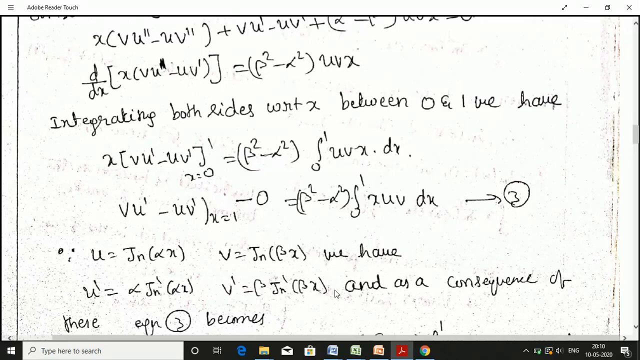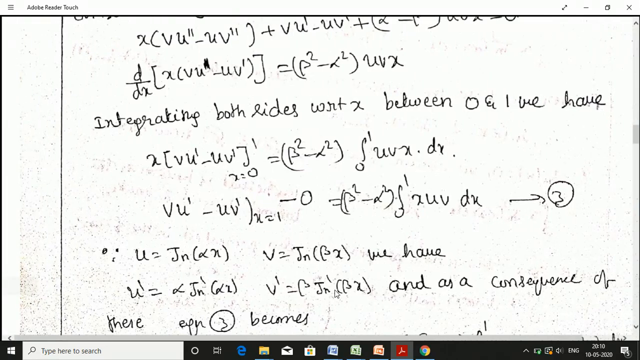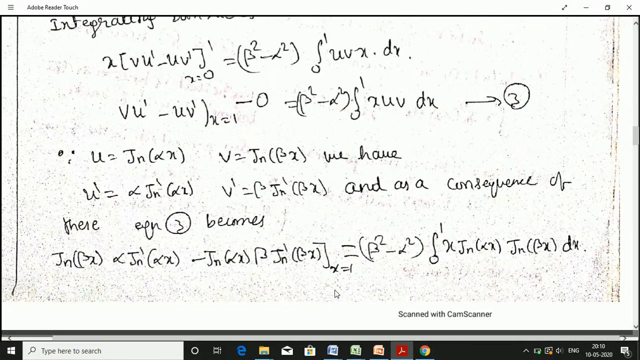And as a consequence of this, equation 3 takes the form: I substituted u = Jn(αx), u' = αJn'(αx), v = Jn(βx), v' = βJn'(βx) at x = 1. That is equal to (β² − α²) times the integral from 0 to 1 of x·u·v dx, where u is Jn(αx) and v is Jn(βx).